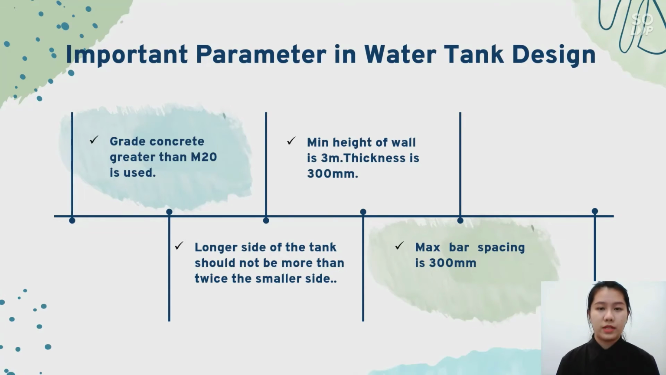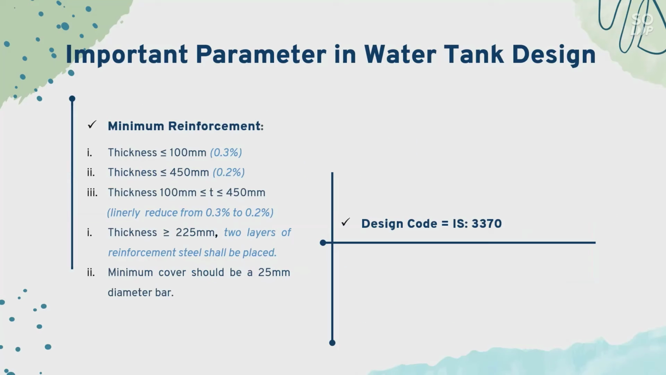Important parameters in water tank design. First, grade of concrete greater than M20 is used. Minimum height of wall is 3 meter and thickness is 300 mm. Longer side of the tank should not be more than twice of the smaller side, and maximum bar spacing is 300 mm. The minimum reinforcement shall have an area of 0.3% of the concrete section in that direction for sections up to 100 mm thickness.